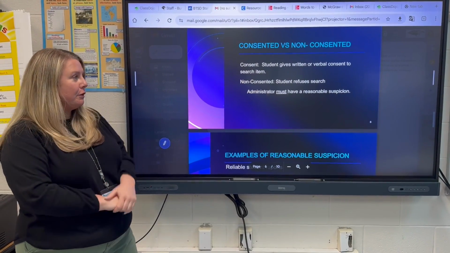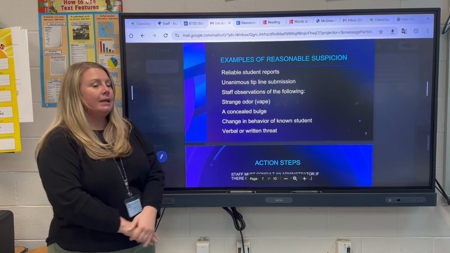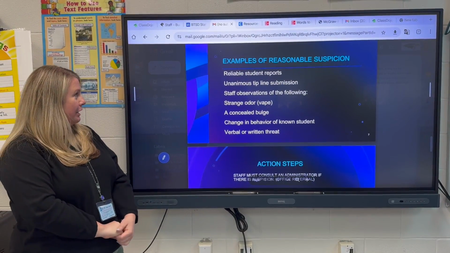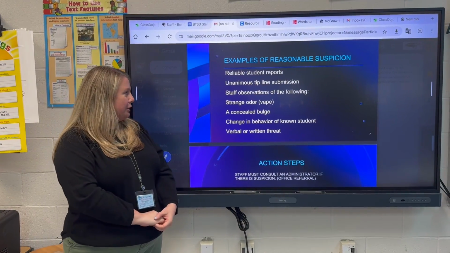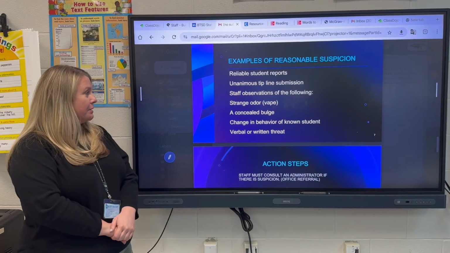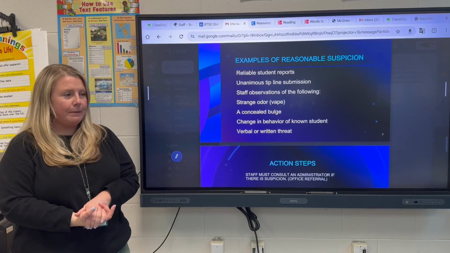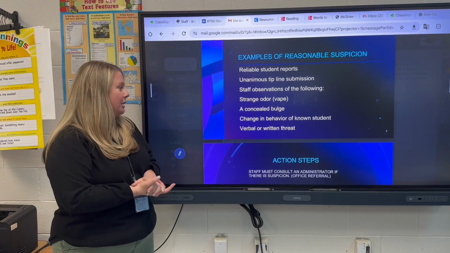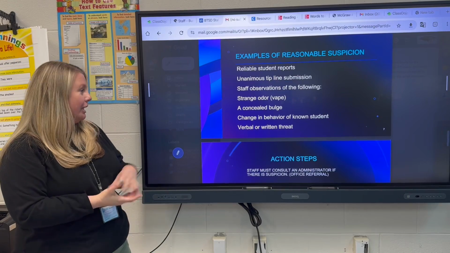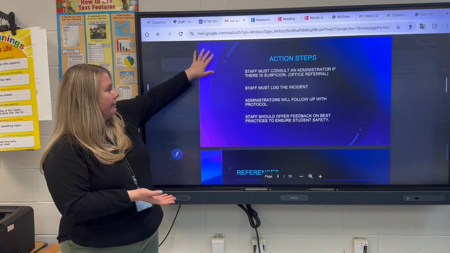If a student refuses the search, the administrator must have reasonable suspicion. Examples of reasonable suspicion include reliable student reports, anonymous tip line submission, staff observations of the following: a strange odor, which of course is vaping, which happens in our bathrooms often, a concealed bulge, a change in behavior of a known student, or a verbal or written threat.